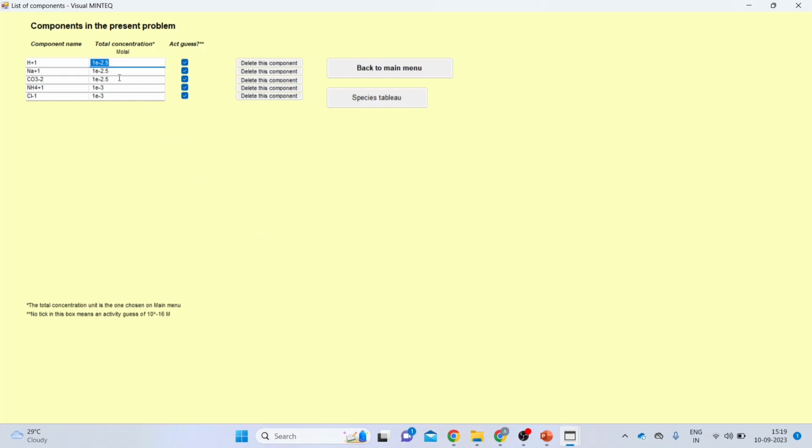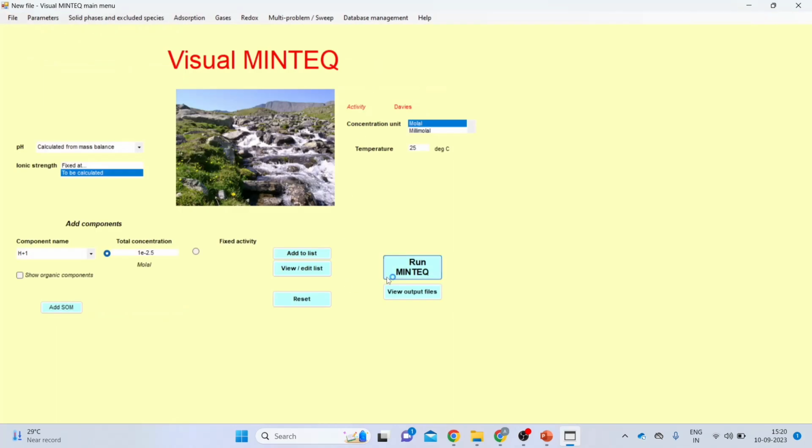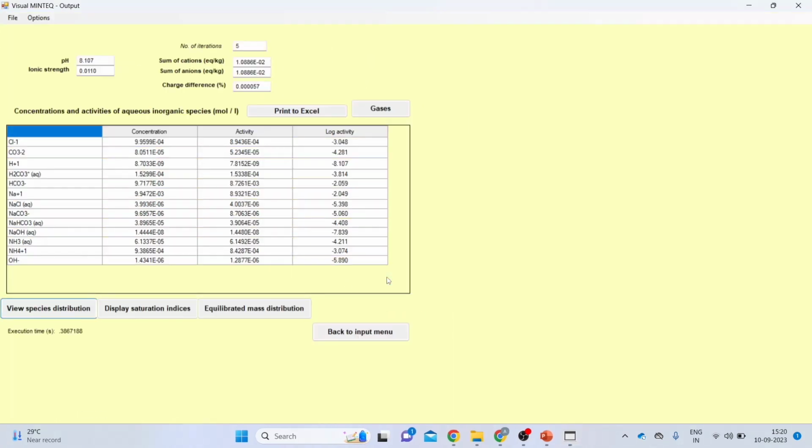We have added H plus, sodium, carbonate, ammonium and chloride. Let's run this and see what the pH is. We will run Minteq, and the pH is 8.107. Next, in the second part, what is it?